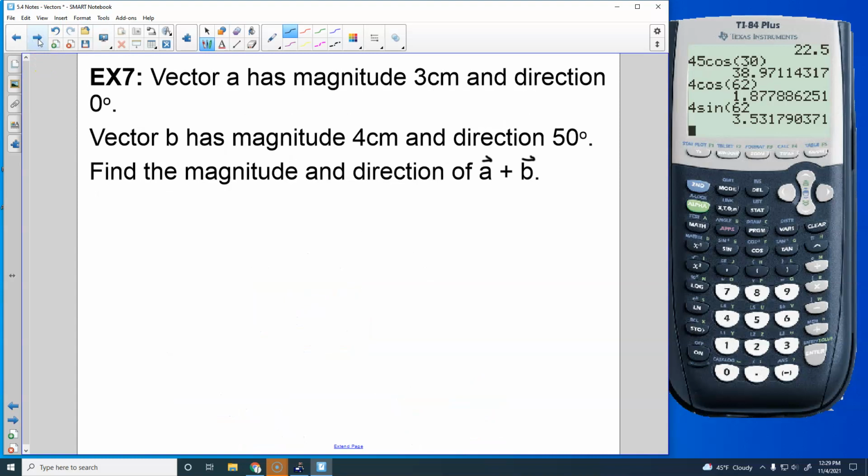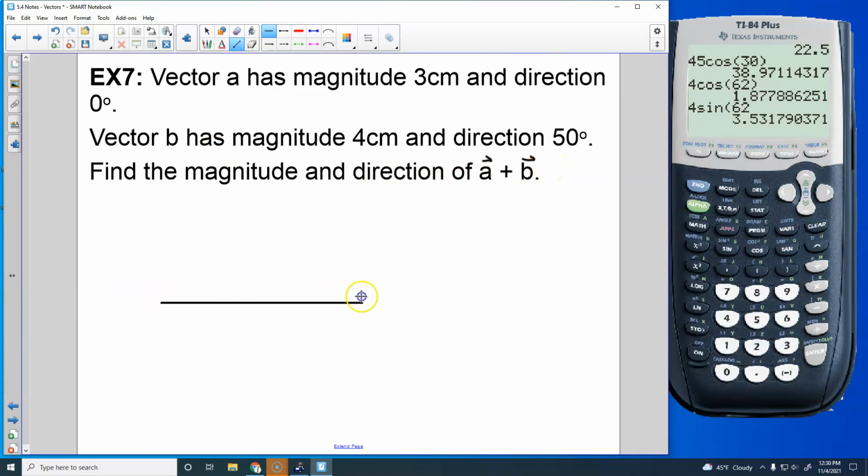Okay, so let's start doing some that are not right angles. Because everything you've done so far had a right angle in the triangle. So this is what I sometimes call just a naked problem. It's not got any context. It's just telling us we've got vector A has a magnitude of 3 centimeters and a direction of 0. Vector B has a magnitude of 4 centimeters and a direction of 50. Find the magnitude and direction of vector A plus vector B.